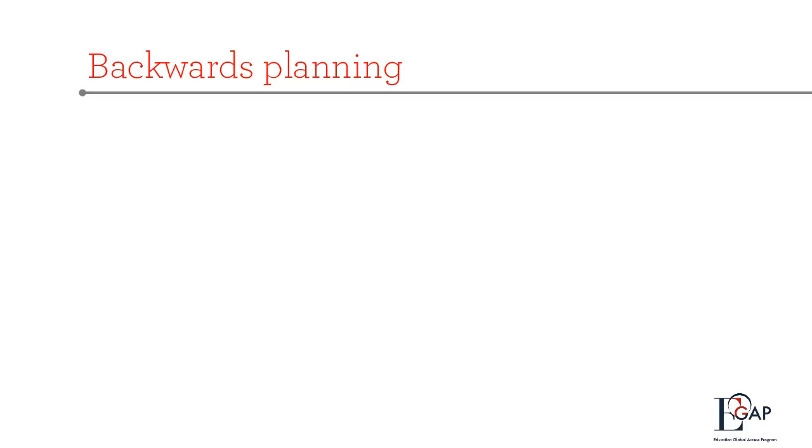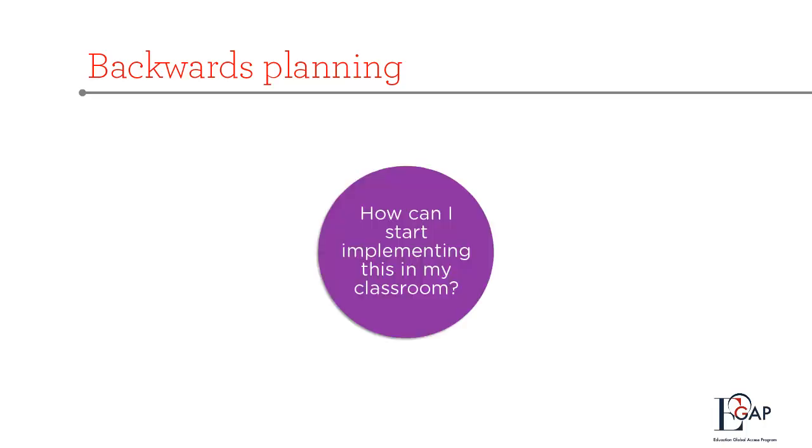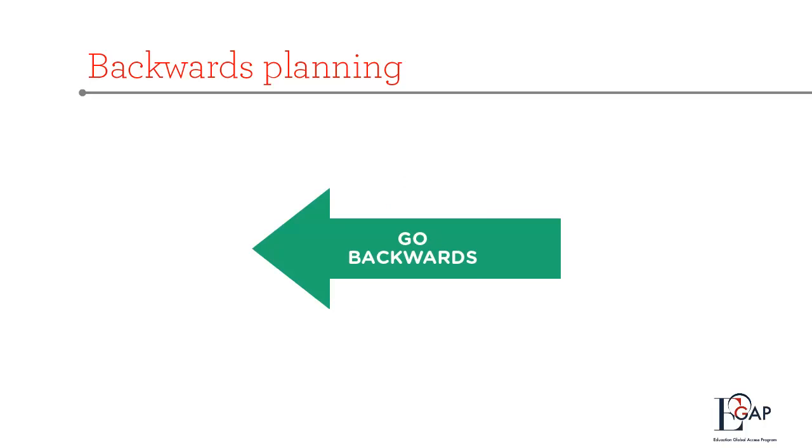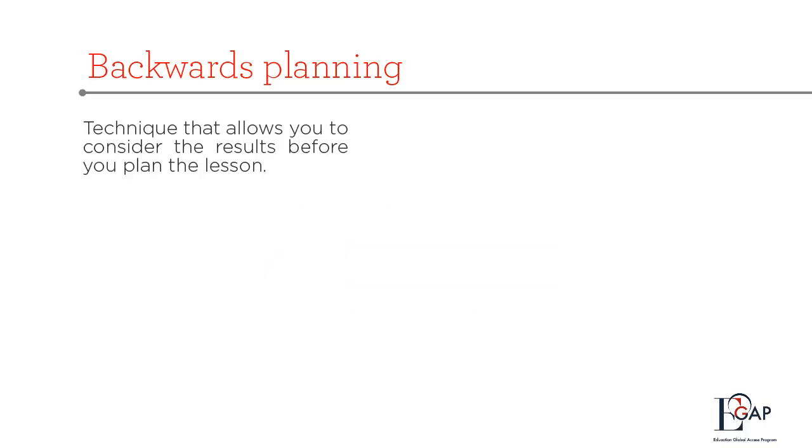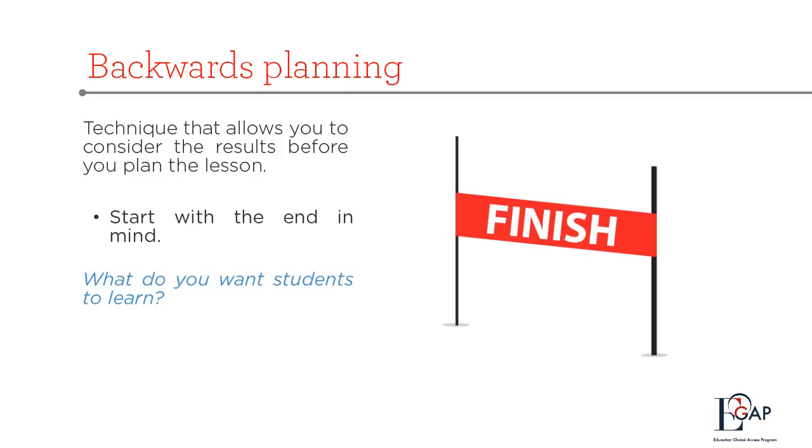Now that you know a bit more about collaborative learning and constructivist teaching, you might be wondering, how can you start implementing these in your classroom? The best way to do this is to go backwards. Backwards planning is a technique of lesson planning that allows the teacher to consider the results before he or she begins to plan the lesson. Start with the end in mind.